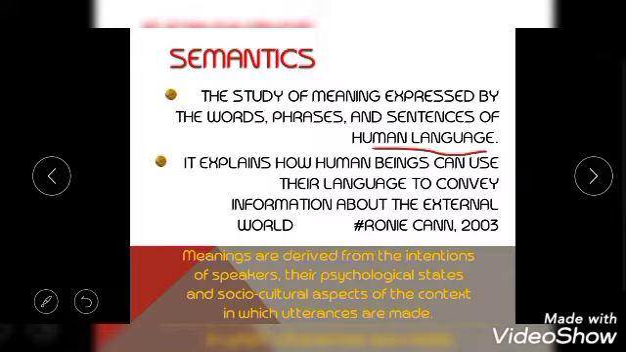There is one quotation from Wiranegara here that is very interesting to be discussed. Wiranegara states that meanings in semantics are derived from the intention of the speakers, their psychological states, and also social and cultural aspects of the context in which utterances are made.